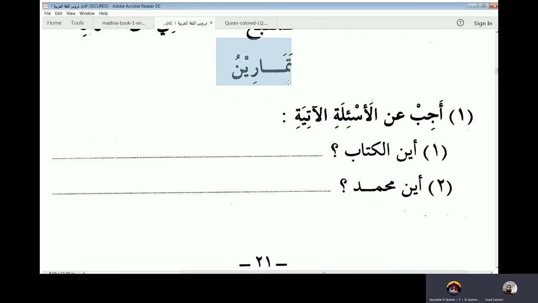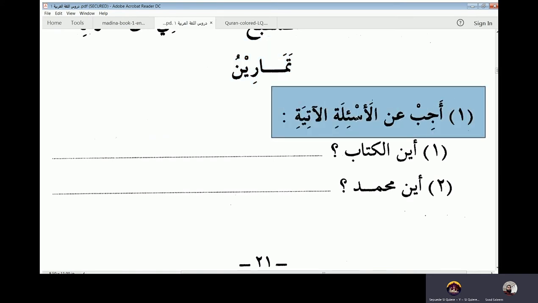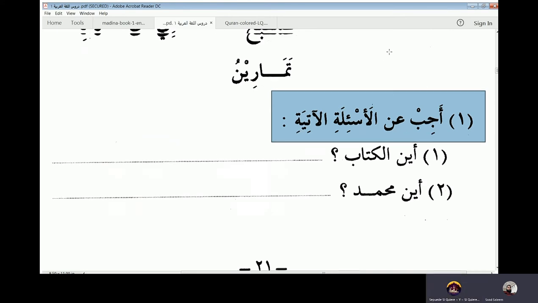Tamarin. What is the meaning of tamarin? Exercises. Ajib anil asilatil atiya. Answer the following questions.